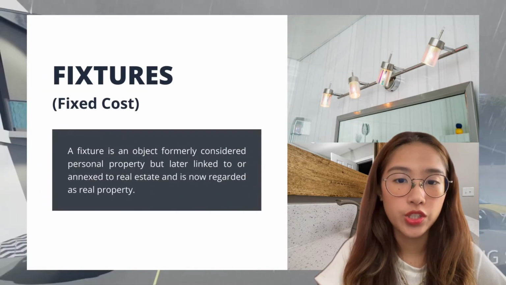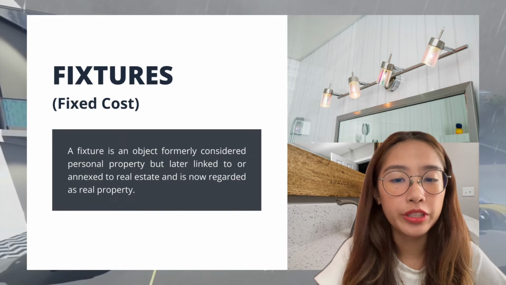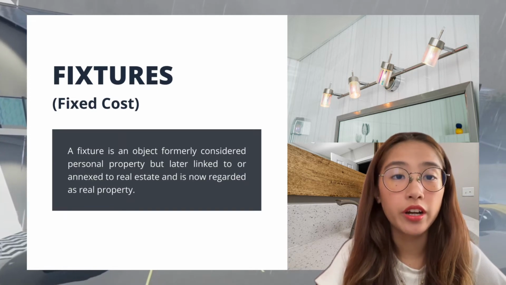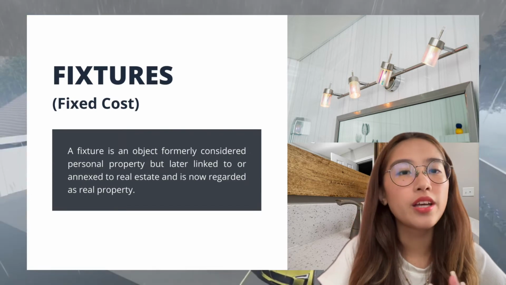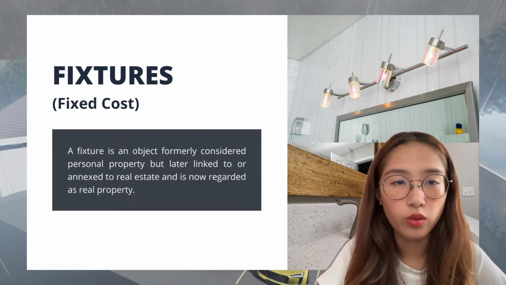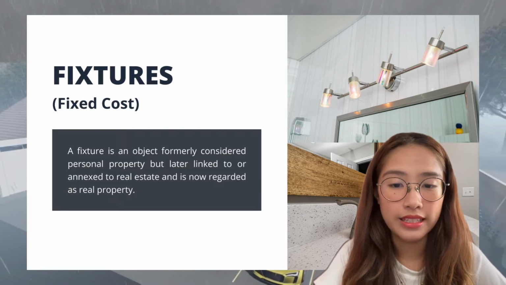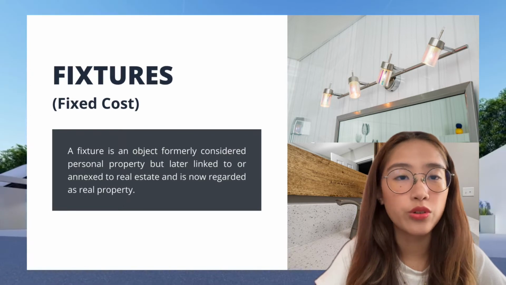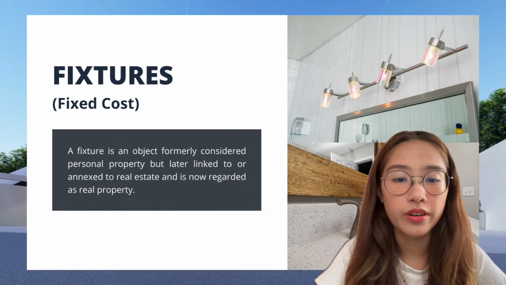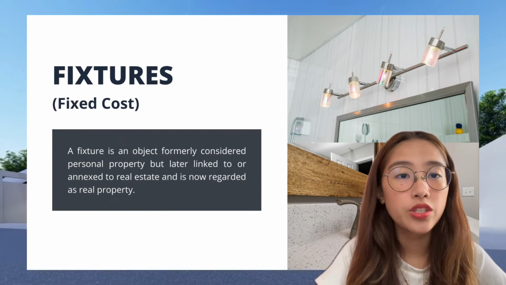So next is fixtures. A fixture is an object formerly considered personal property but later linked or annexed to a real estate and is now regarded as real property. Examples are the integrated lights, built-in cabinets, toilets, or sinks. Fixtures are fixed costs because these are assets or expenses that don't change over the course of time. Also, it is a product cost since it is directly related to the production of a service intended to generate a profit.